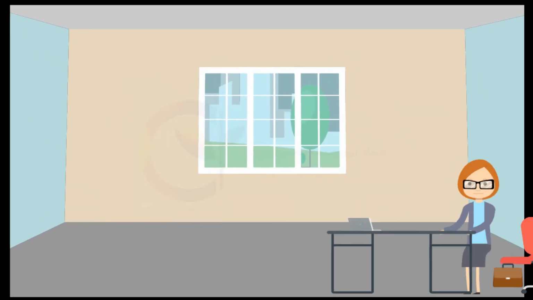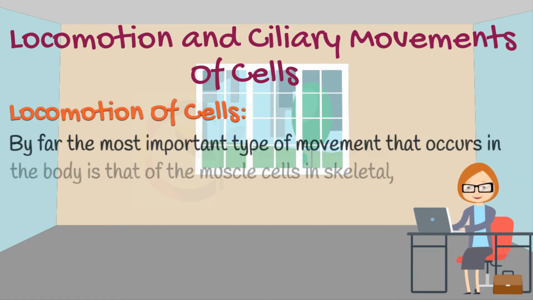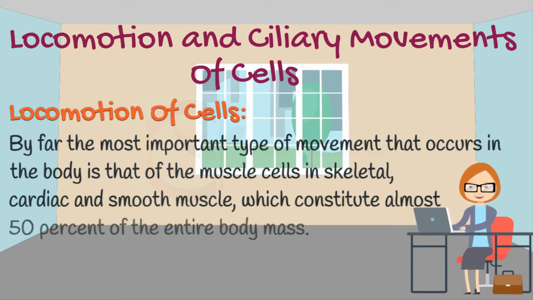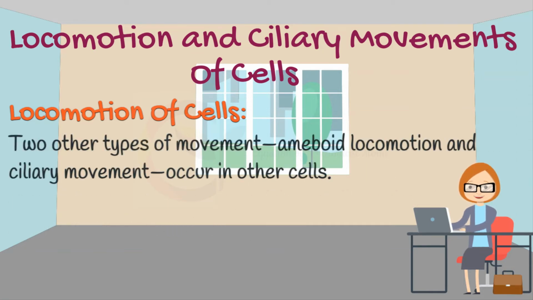Upcoming is how cells locomote, and what are the ciliary movements of cells. By far, the most important type of movement that occurs in the body is that of the muscle cells in skeletal, cardiac, and smooth muscle, which constitute almost 50% of the entire body mass. Two other types of movement, amoeboid locomotion and ciliary movement, occur in other cells.